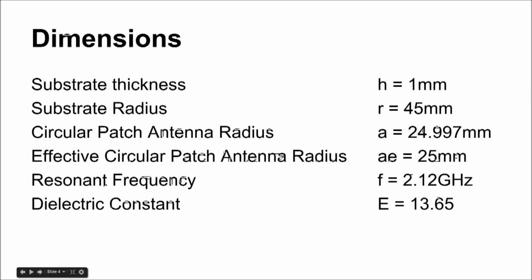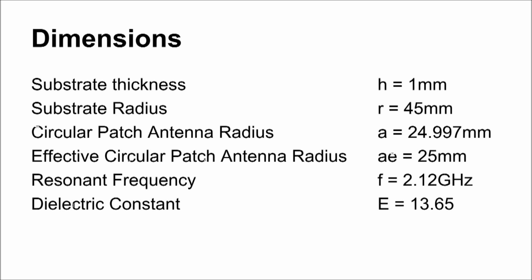And so I wanted to go over dimensions as well. This was a little tricky and we needed some equations to really figure it out. But first, our substrate thickness. I read in one paper that it had to be smaller than 1.96 millimeters because we use the frequency of 2.1 gigahertz. So we decided to just stick with 1 millimeter as our substrate thickness.